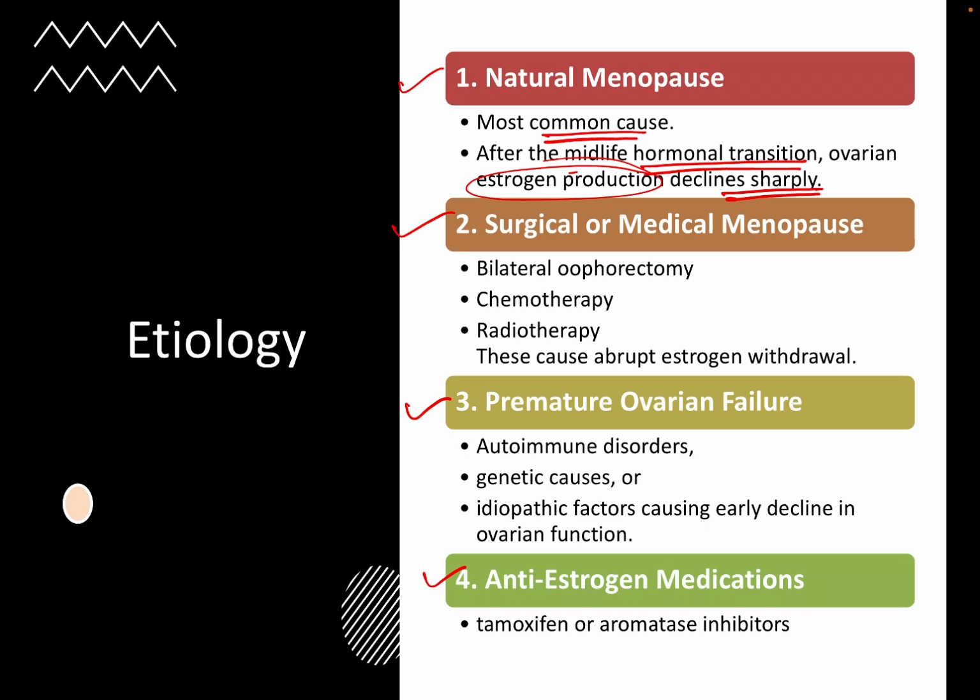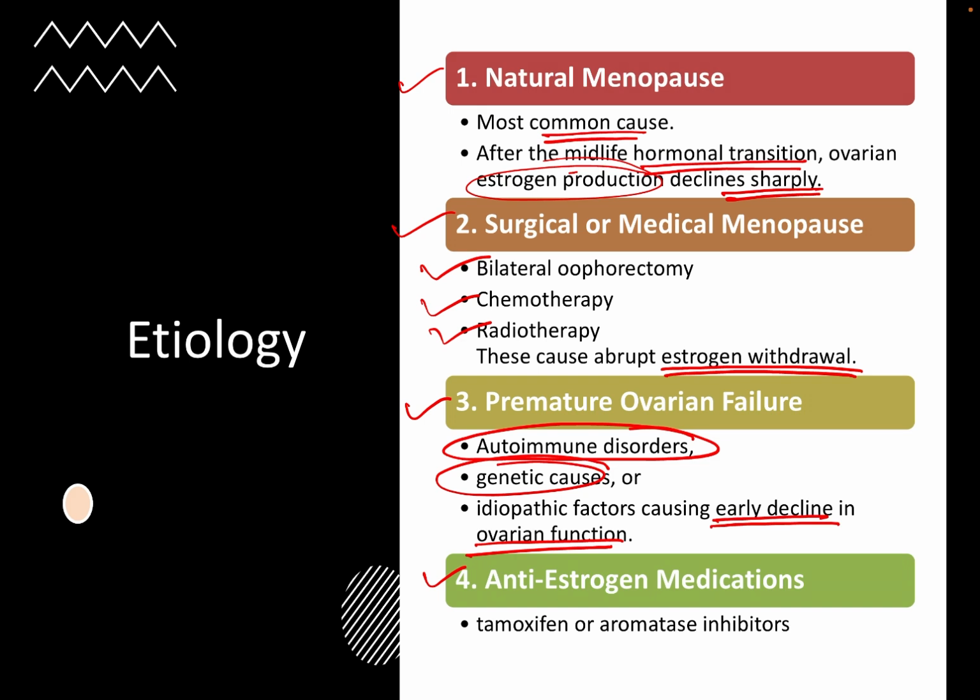Surgical or medical menopause, that is bilateral oophorectomy, chemotherapy, radiotherapy, causes abrupt estrogen withdrawal. In case of premature ovarian failure, this might be due to autoimmune disorders, genetic causes, or idiopathic factors causing early decline in ovarian function. Anti-estrogen medications like tamoxifen or aromatase inhibitors might also cause senile vaginitis.